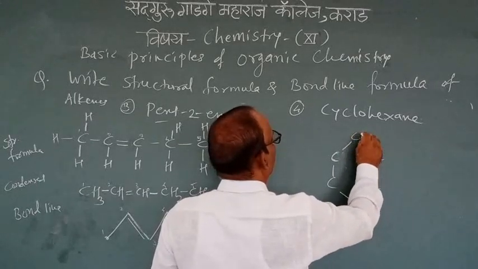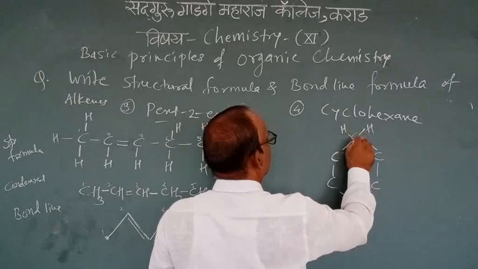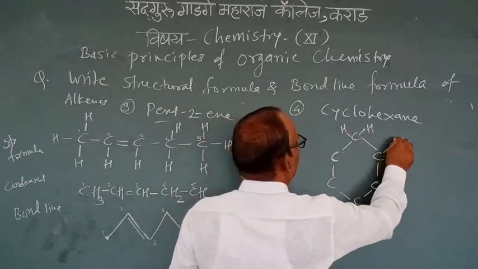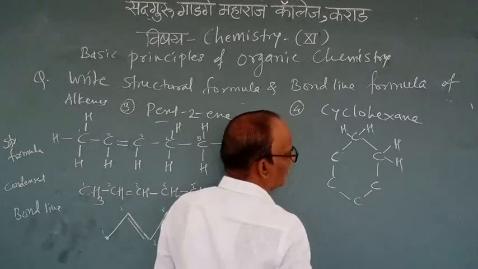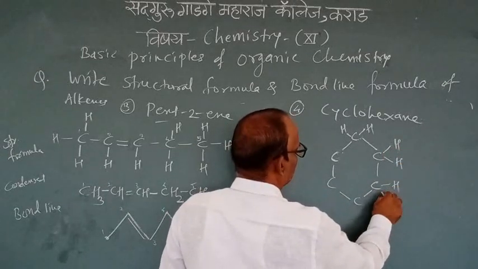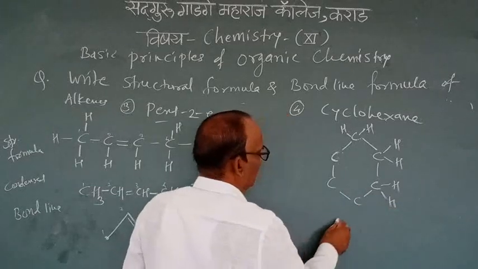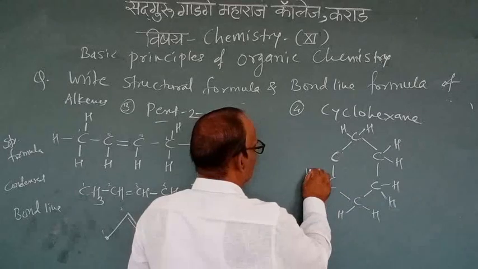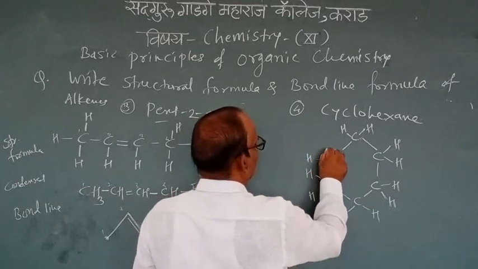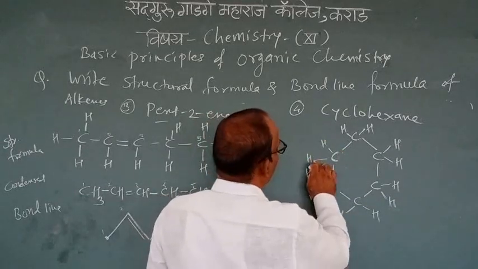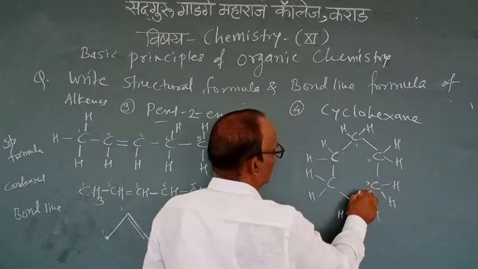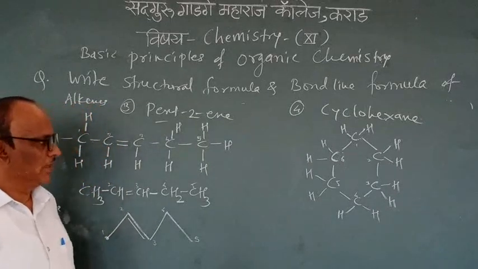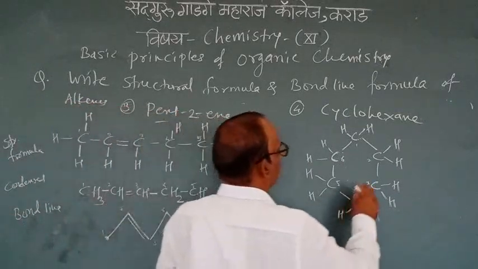Single bond means here 2 hydrogen atoms are attached, because the valency of carbon is 4. Similarly, this carbon is also attached to 2 hydrogen atoms. This carbon also attached to 2 hydrogen atoms. CH2, CH2 and CH2. And this last carbon is also attached to 2 hydrogen atoms. Carbon number 1, 2, 3, 4, 5 and 6. So this is the structure of cyclohexane.